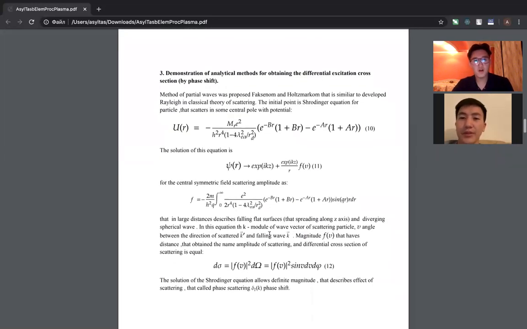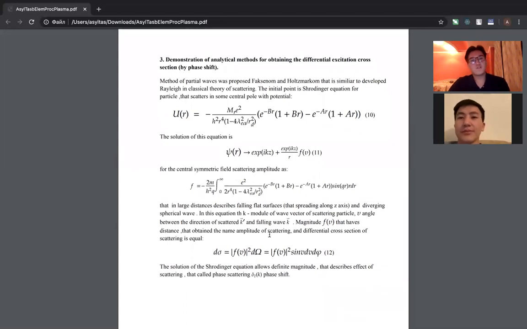Okay, thank you, Madyiar. The third part is a demonstration of analytical methods for obtaining the differential excitation cross-section by phase shift. The method of partial waves was proposed by Faxén and Holtsmark, and is similar to the method developed by Rayleigh in the classical theory of scattering. The initial point is the Schrödinger equation for particles that scatter in some central field with potential.